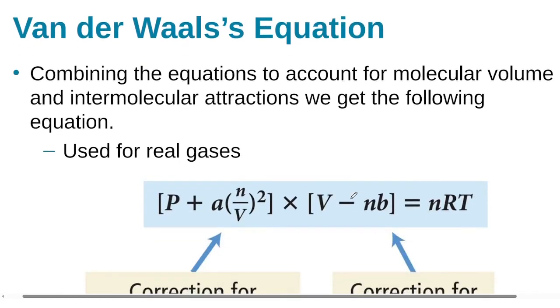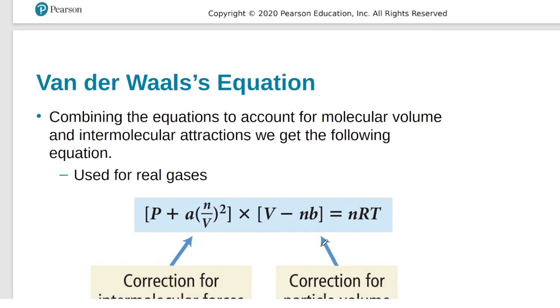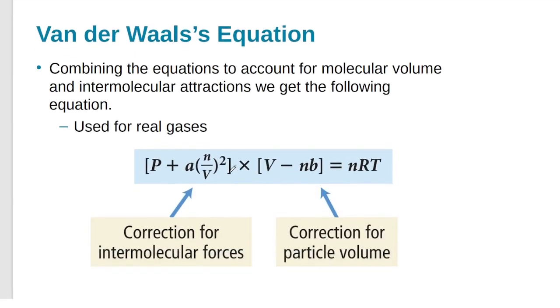We can combine these to get a more accurate representation of non-ideal behavior of a gas. So we have a correction for intermolecular forces and a correction for particle volume. This is our new equation, our van der Waals equation for non-ideal behavior, and this is used for real gases. So (P plus a times n over V squared) times (V minus nb) equals nRT. And that's our correction for particle volume and our correction for intermolecular forces.